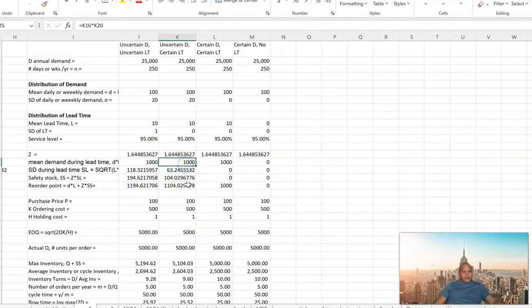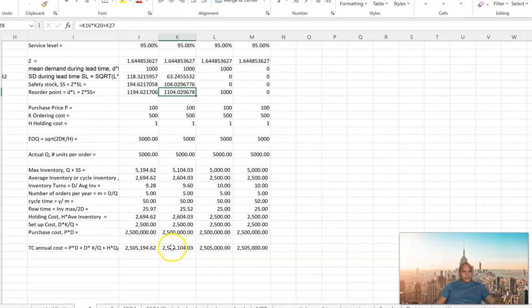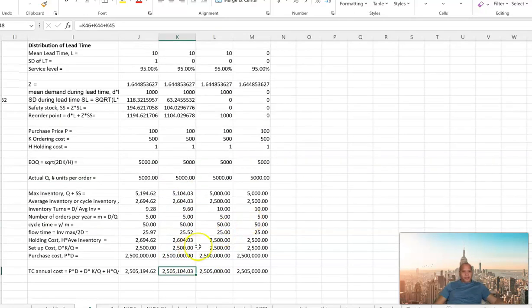Safety stock will be lower, then the reorder point is lower, and because the reorder point and the safety stock are lower, the average inventory will be lower, and therefore the holding cost will be lower, because holding cost is a function of average inventory. So the holding cost will be lower, and the total cost will also be lower. As you can see here, the ordering cost and the purchase cost will be the same.